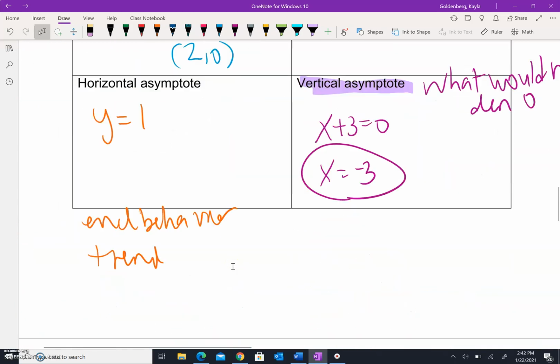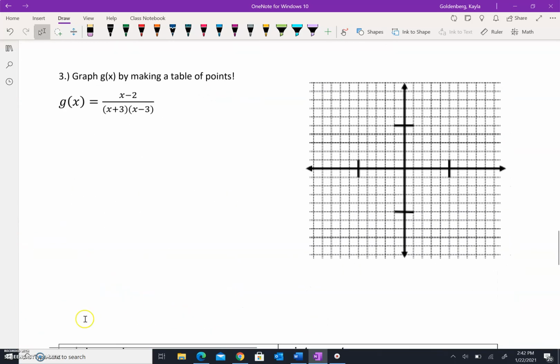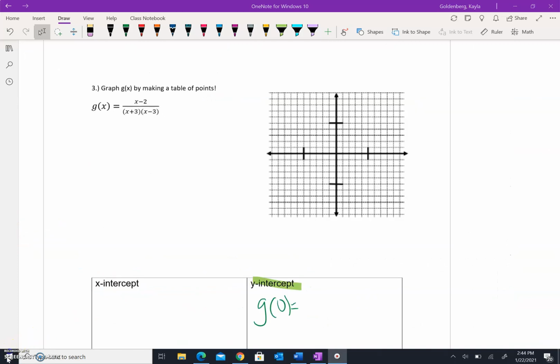Okay, guys, we're going to go to our final graph. Our final graph is a little bit more complicated. I'm going to first find the y-intercept using the same steps, plugging in 0. So it's a super beautiful value. It comes out to about 2/9.